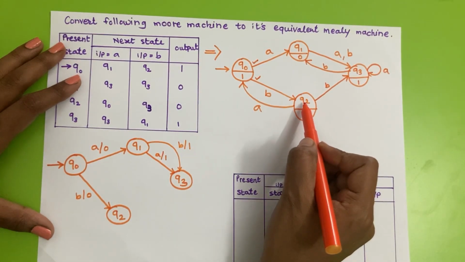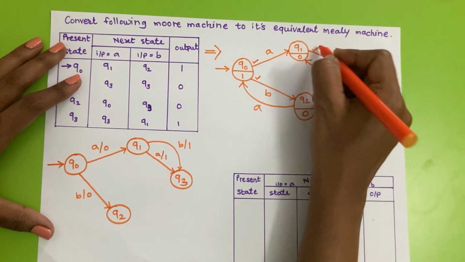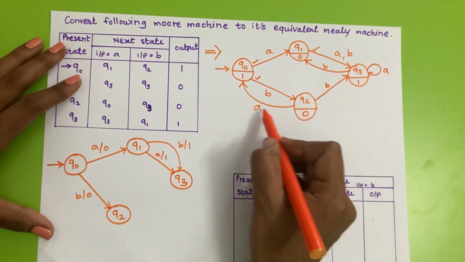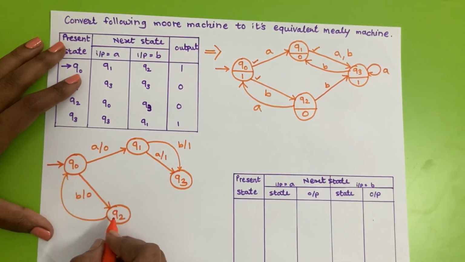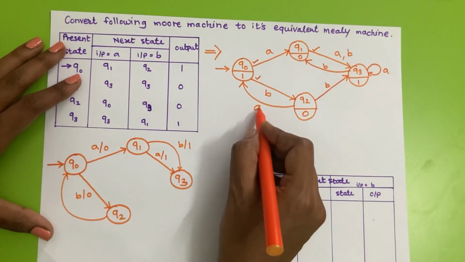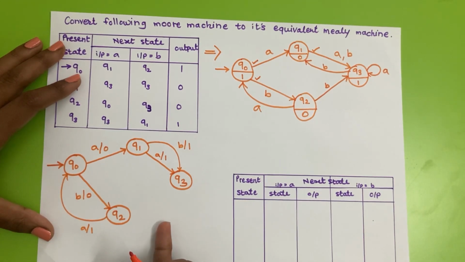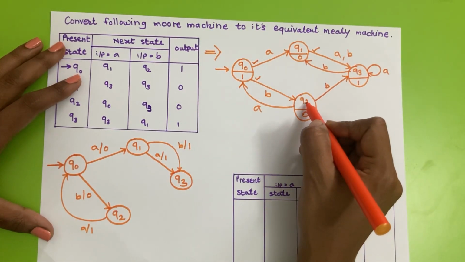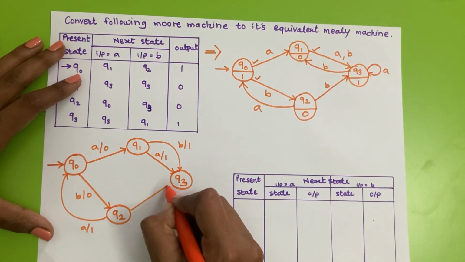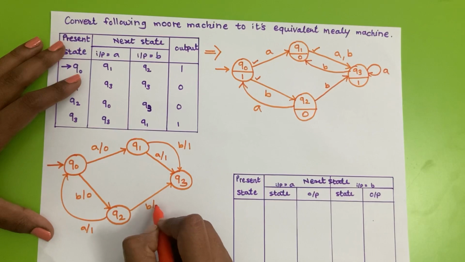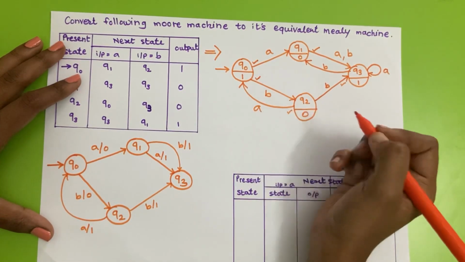Now next, from Q2 to Q0, the input symbol is A, and this A will get replaced by 1. Now next, from Q2 to Q3, B will be replaced by 1. Okay, this is over and this is also over.